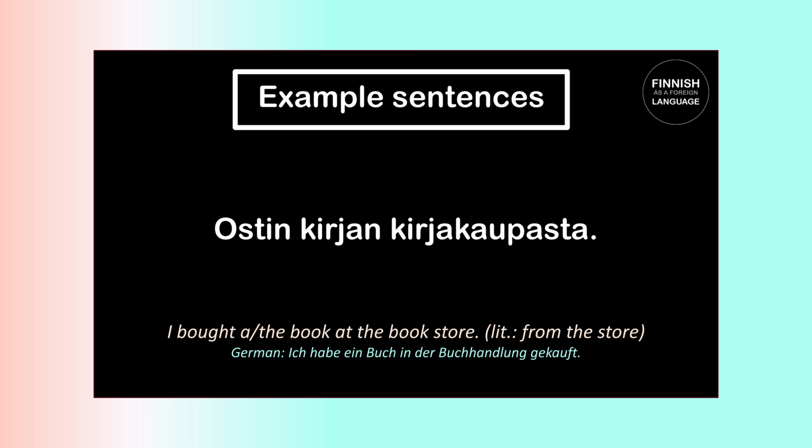Next one. Ostin kirjan kirjakaupasta means I bought a book or I bought the book from the bookstore. Also here remember the verb osta. When we want to say where from we bought something, then we have to use either the allative case or the ablative case. Here we need the allative case because a bookstore is a building. So that's why we say kirjakaupasta. Ostin means I bought. It's the first person singular past tense of the verb osta, which means to buy. Ostin kirjan kirjakaupasta.